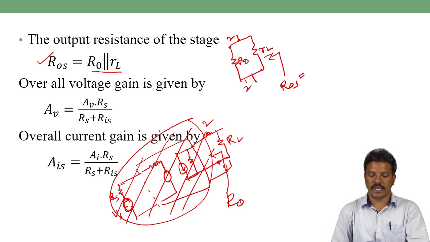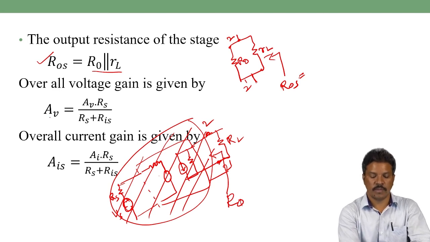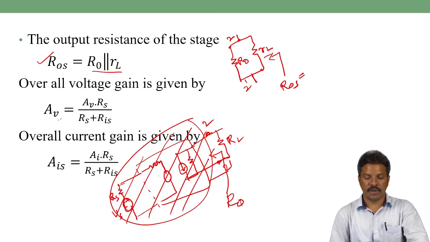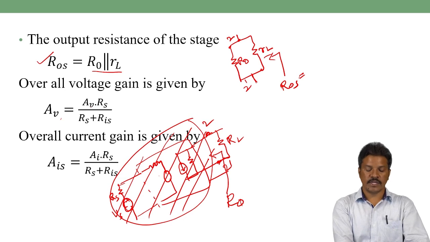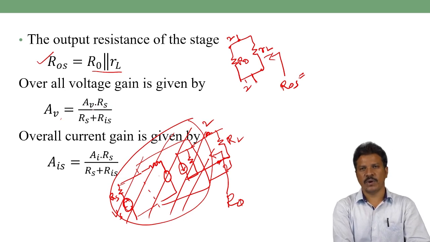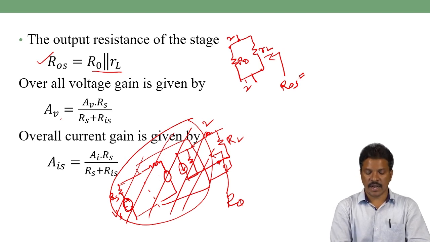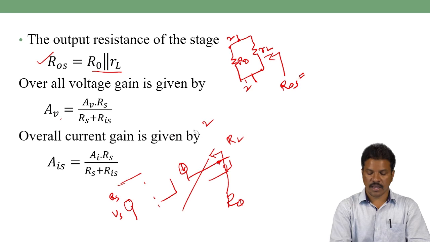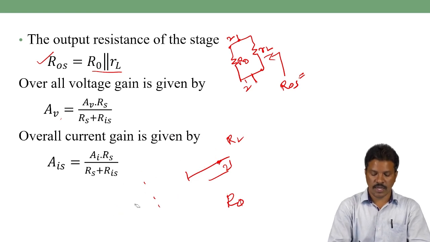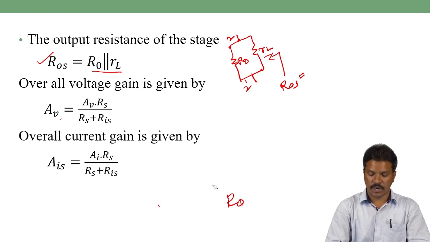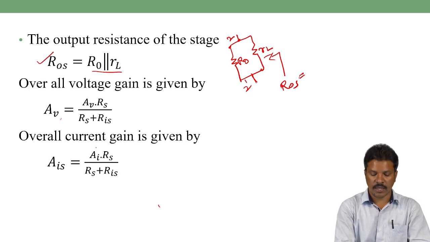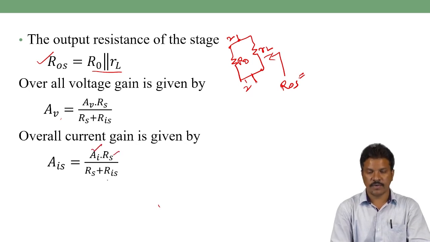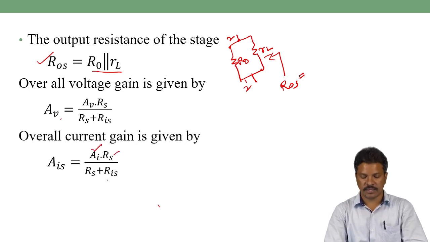And the overall voltage gain is similar. The overall voltage gain capital AV is equal to AV, the voltage gain excluding RS, times RIS divided by RS plus RIS. The current gain can also be calculated. So AIS is equal to the current gain AI into RS divided by RS plus RIS.